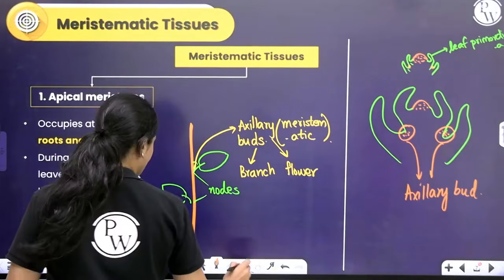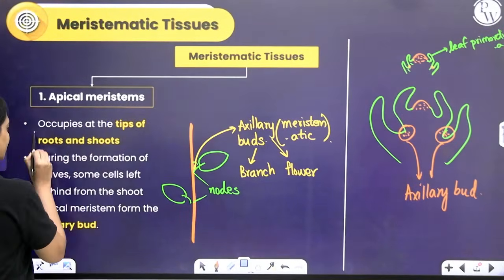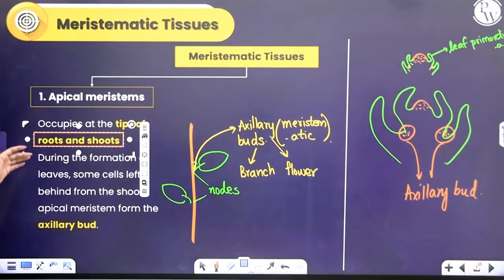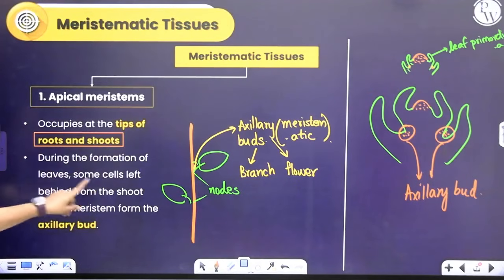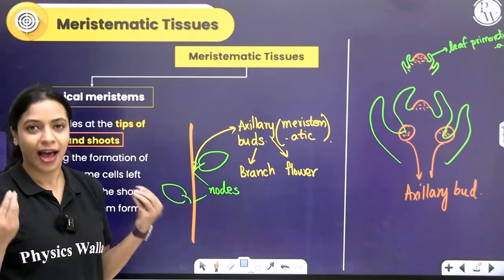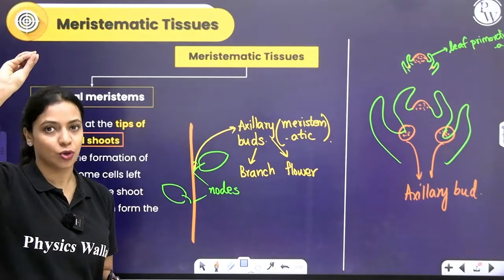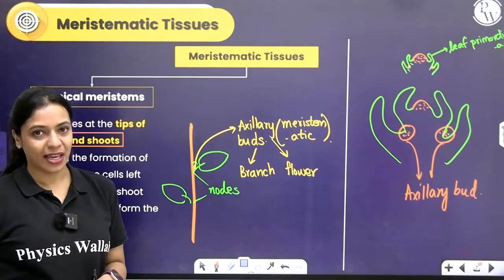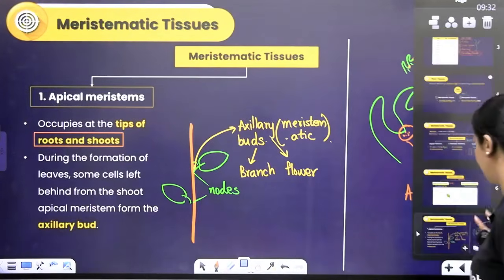So, apical meristems, where do you find them? They occupy the tips of roots and shoots. During the formation of leaves, some cells left behind from the shoot apical meristem form what we call this axillary bud. How did this axillary bud come about? It formed because of some of the meristematic cells from the shoot apical meristem that were left behind during the formation of leaves. Okay, so that is what forms the axillary bud.